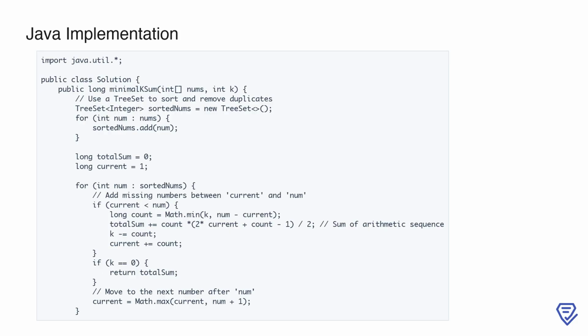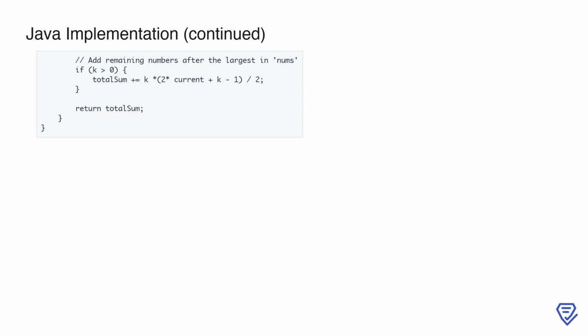Finally, after processing a number from the set, we ensure that current is updated to the greater of its existing value or the next number after the current number in the set. Now, after processing all the numbers in the tree set, there may still be some values left to append if k is greater than 0. In this case, we simply use the formula for the sum of an arithmetic sequence once more to calculate the sum of the next k smallest integers starting from the current value of current. This sum is then added to total_sum. Finally, we return total_sum, which contains the minimal sum of the k appended integers.